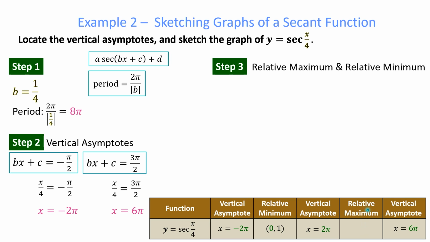And we'll do something similar for the relative maximum. We add these two values together to give us 8 pi, divided by 2, and it will give us the x value, 4 pi. And then we substitute this x value into this function to give us the y value, y equals minus 1.